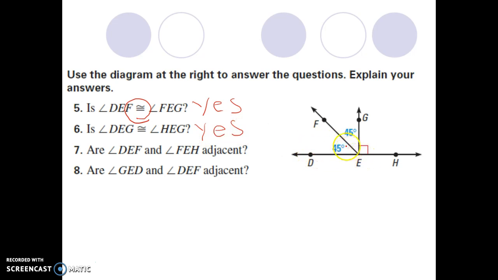For 7, DEF and FEH, are they adjacent? So let's look, DEF and FEH. Those two angles share a common endpoint.